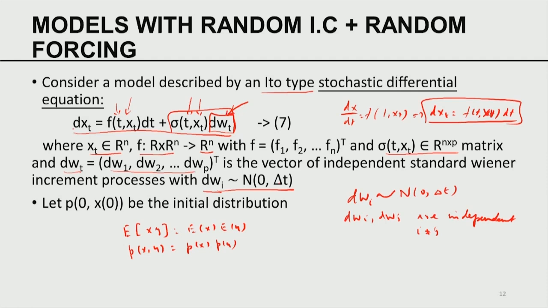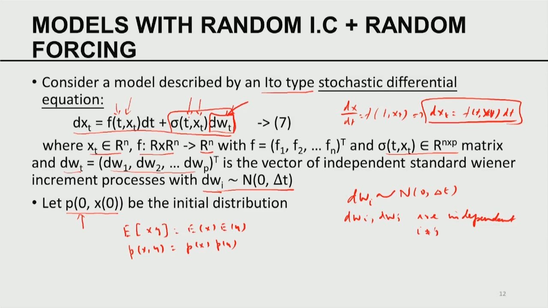So x of t is going to be random because of the random forcing, and also x naught is random. The x naught is distributed according to this distribution. So this is the initial distribution that is random, this is the forcing that is random. The forcing is magnified by the term sigma. So sigma is a kind of matrix that tries to magnify the effect of forcing. P is the size of the random vector.